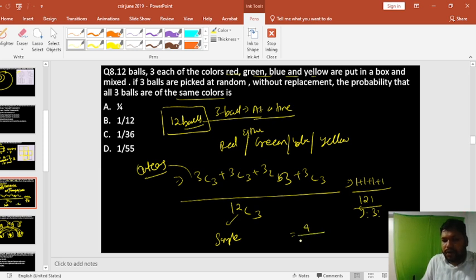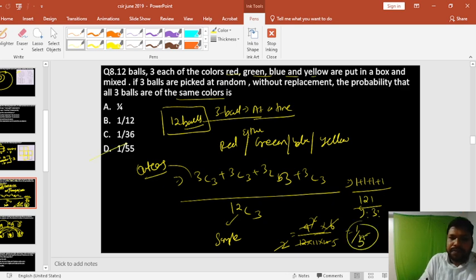4 divided by 12 factorial, I can write as 12 into 11 into 10. 9 factorial will cancel. 3 factorial will go 6. 6 to the 12, 2 to the 4. 2 5 the 10. So I am getting finally 1 by 55. 1 by 55 means your option number D is the right answer.